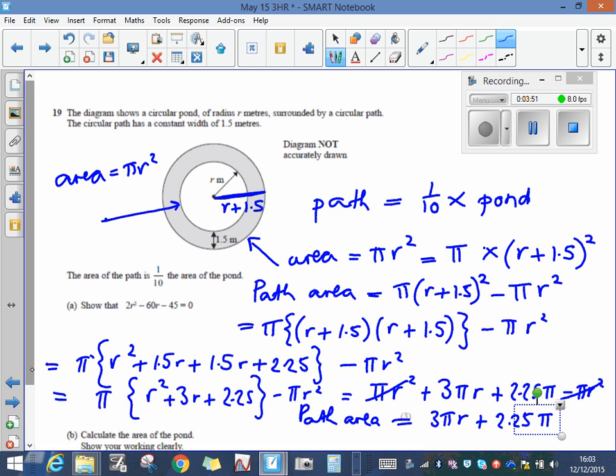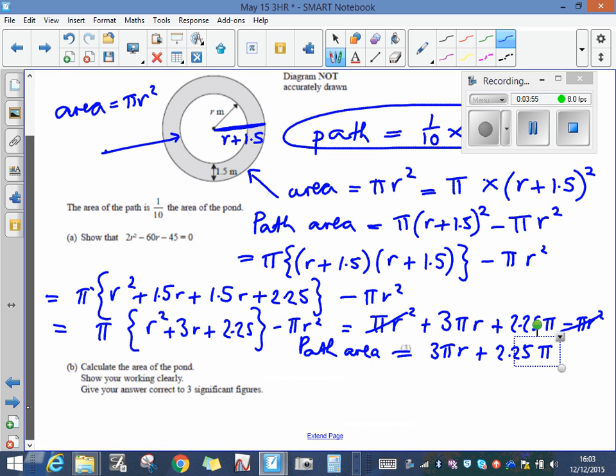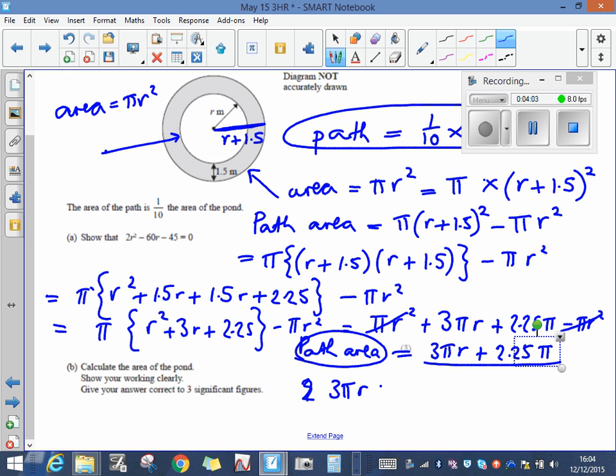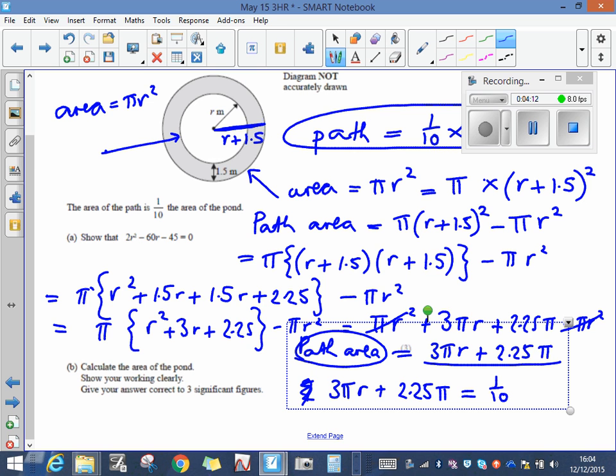Okay, so let's go back to remind ourselves what we're doing. We're told that the path area is 1/10 of the pond area. So this is the path area. The path area here, 3 pi r plus 2.25 pi, that is the path area, and that is equal to 1/10 of the pond area.